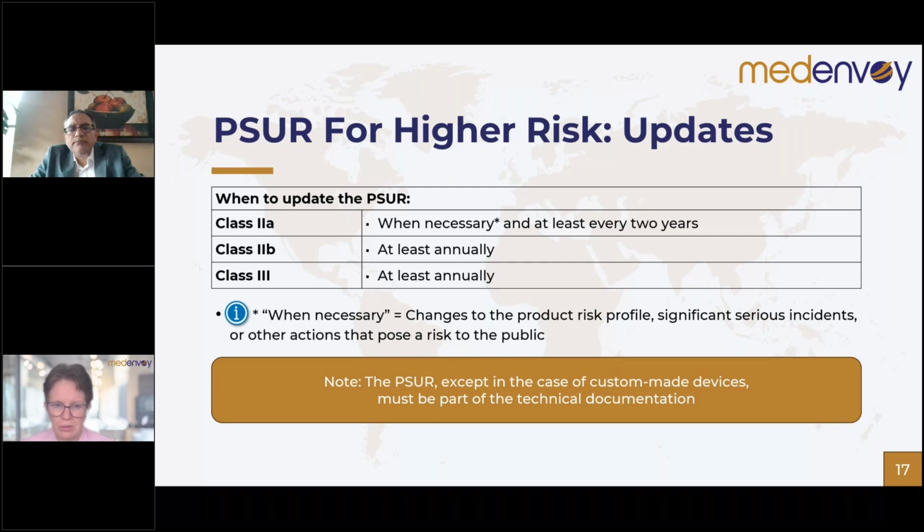Just to add to that, for the UK, Salman, as we discussed previously, now that there is a new update to the UK regulation, class 1 manufacturers are obliged to update their PMS document at least every 3 years. That is a new requirement, which is not included in the MDR at this stage. Thank you, Danielle.